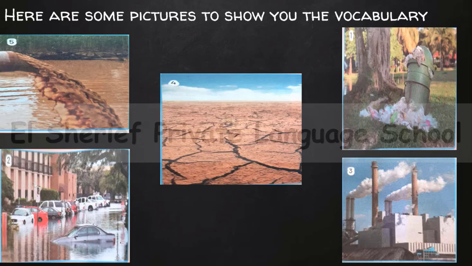Now let's move on to number 3. There is a lot of smoke we can see in this picture, so it must be, yes, air pollution. Why? Because you are making the air dirty. Now let's move on to number 4, and it's in the middle, and it should be, yes, drought. Now let's move on to number 5, and we can see that there is a pollution here, and it's called water pollution.